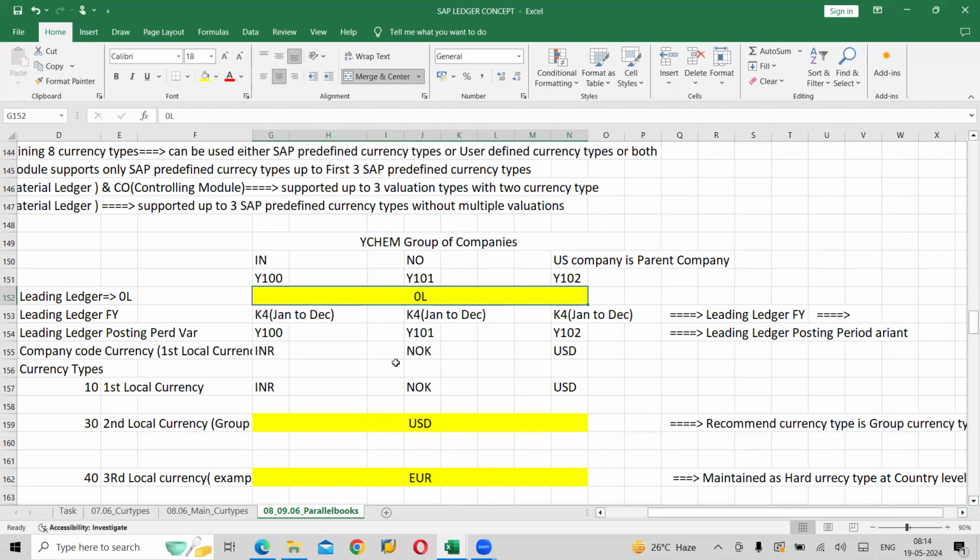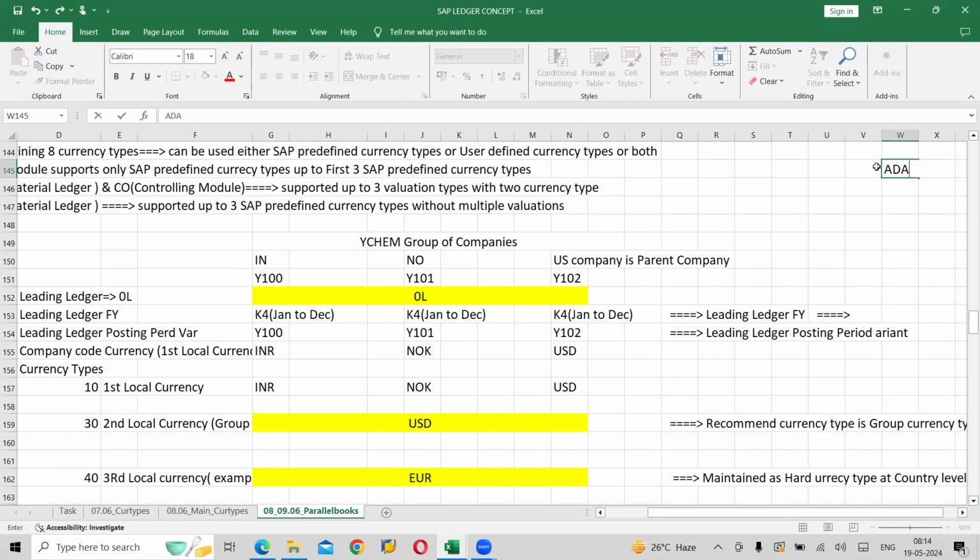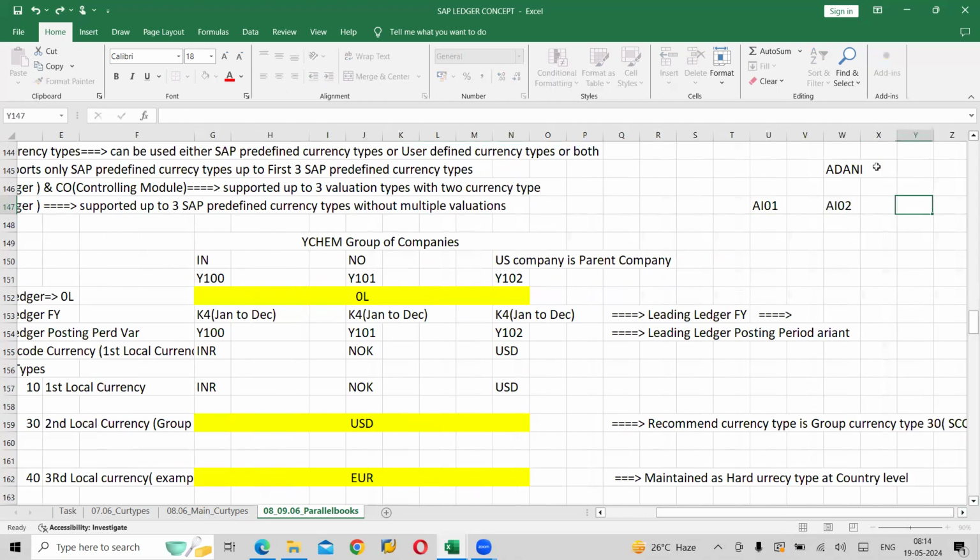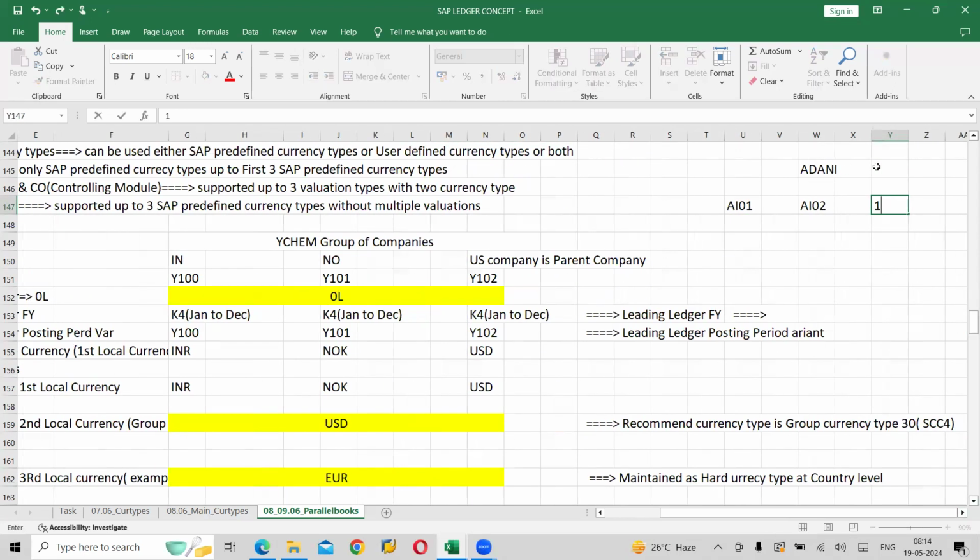Sir, you remember what company we have taken? Adani, right? Yes. So how have we defined Adani in the primary reporting? AI01, AI02, and AU01. Initially, what fiscal year have we taken for AI01? My parent company is in India, so we have taken April to March. Yes, April to March.